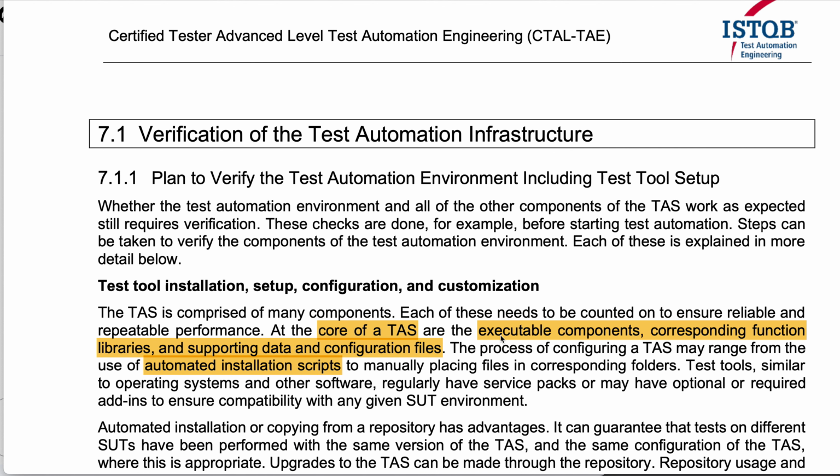So, verification of the test automation infrastructure. How to plan to verify the test automation environment, including test tool setup. Whether the test automation environment and all the other components of the test automation solution work as expected, it still requires verification. These checks are done, for example, before starting test automation. Steps can be taken to verify the components of the test automation environment. Each of these is explained in more detail below.